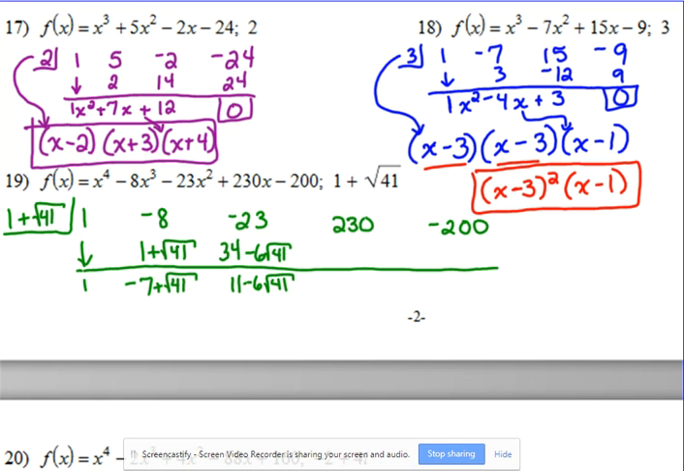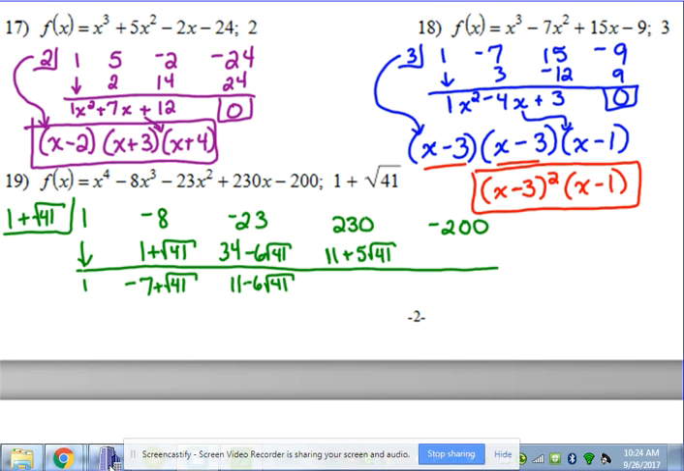We've got to FOIL again. So 11 times 1 is 11. I'm going to do the same thing I did before. I'm going to leave it there, and then I'm going to go back and erase it and change it. Okay? So 11 times 1 is 11. We've got 11 square roots of 41 and -6 square roots of 41. So we've got +5 square roots of 41.